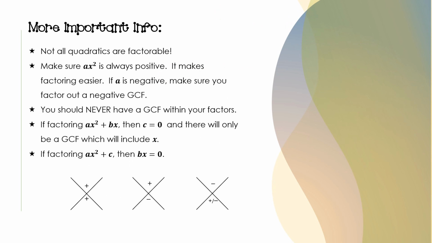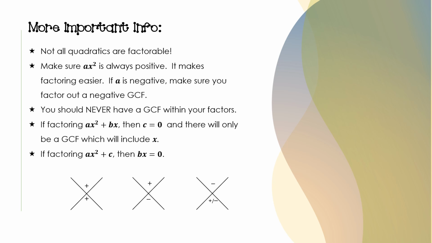So a couple more things that are important before we get into the first example. The first thing is that not all quadratics are factorable. So we will need to learn more methods as we move along in this unit because factoring is not always going to work. The second thing that is super important for today is that we need to make sure that the value of a is always positive. So our leading coefficient, ax squared, cannot be a negative number. If it is a negative number, I'll show you how to factor out a GCF and make sure that that GCF is negative so that a becomes a positive number.